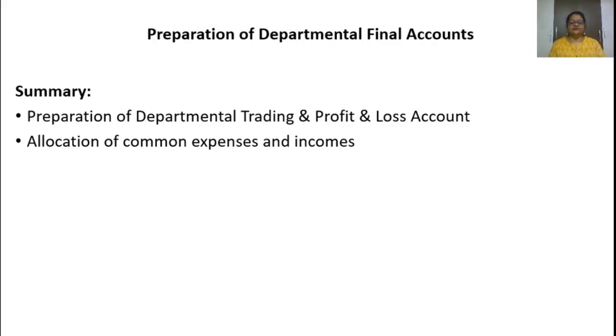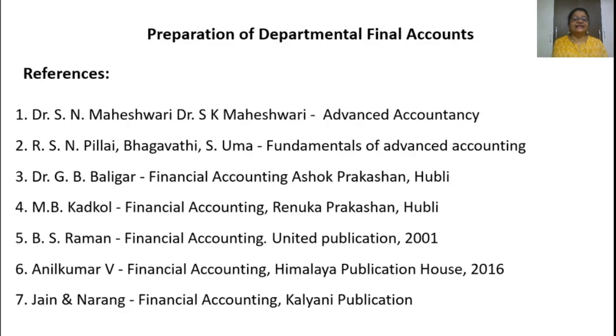So with this we are going to conclude today's class. In today's class we saw how to prepare trading and profit and loss account for the department, and we have also learned how to apportion the common expenses when common ratio is given, and when common ratio is not given, then you have to see what is the reasonable or appropriate ratio for allotment of expenses to each department. We will take up some more problems in the next class. Till then, take care.